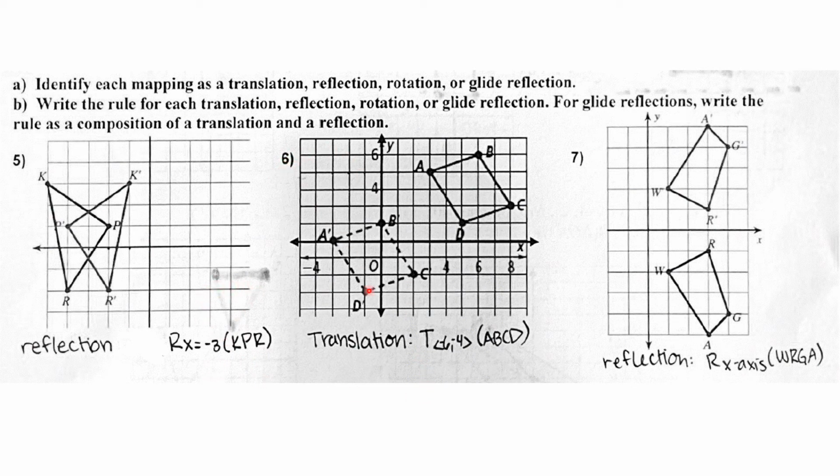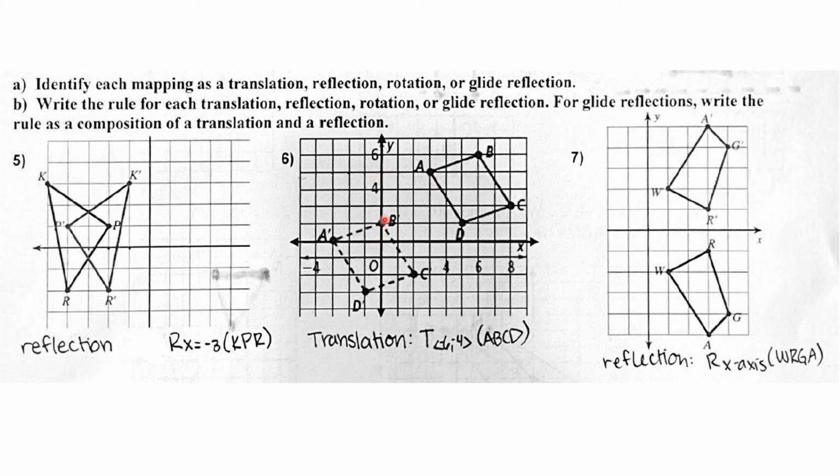Number 6, it looks like a translation, right? I'm just taking this whole shape here and just shifting it down to the bottom left section of the graph. So it's translation, capital T. If I count from A to A prime, I'm going backwards 1, 2, 3, 4, 5, 6, -6, and then 1, 2, 3, 4. Be careful. I mentioned this when we talked about translations last week, that we're going backwards 3 and down 3.